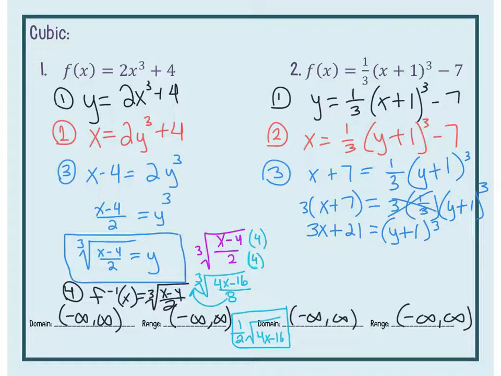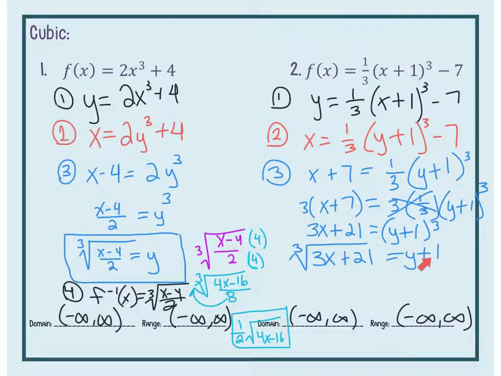Now I can get rid of the cube. How do I get rid of a cube? I take the cubed root. So if I take the cubed root of both sides, I now have y plus 1. Okay. One more step, okay? Minus 1. Now, guys, I need to subtract 1 from both sides.